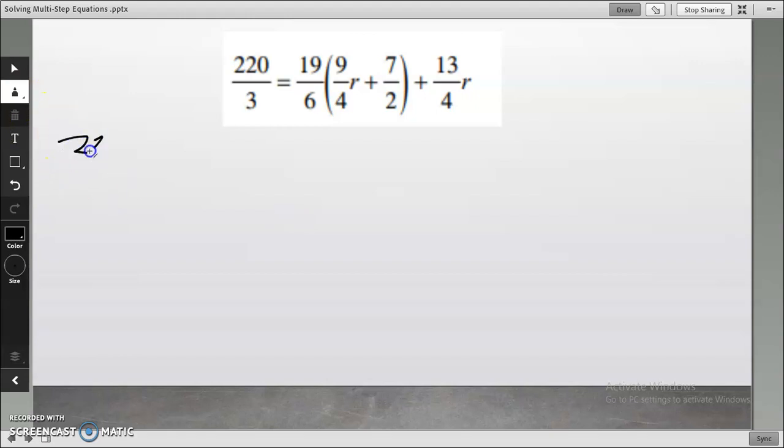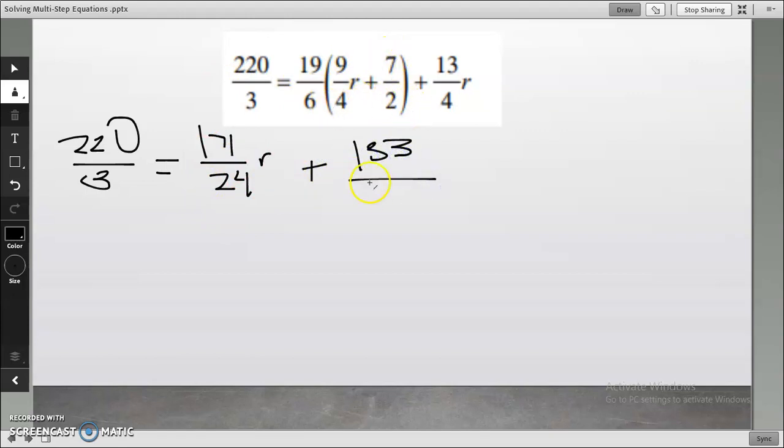So let's go ahead and rewrite it. So I get 220 over 3 is equal to 171 over 24r. I'm just multiplying straight across. 19 times 9 is 171. 6 times 4 is 24. Plus 19 times 7 is 133. 6 times 2 is 12. Plus 13 over 4r. All right.